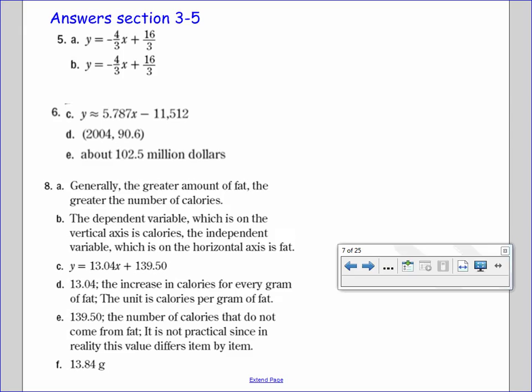And you should be using your graphing calculators anytime they ask you to find a regression line. You should be using your graphing calculator command: stat, calc, linear regression, to generate the equation.